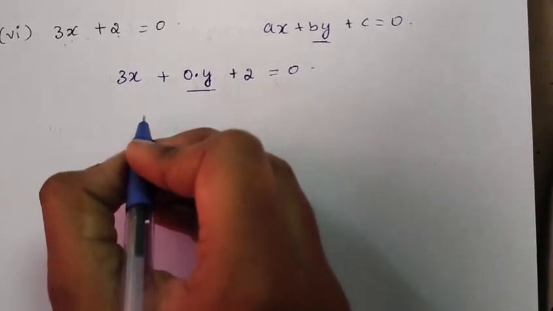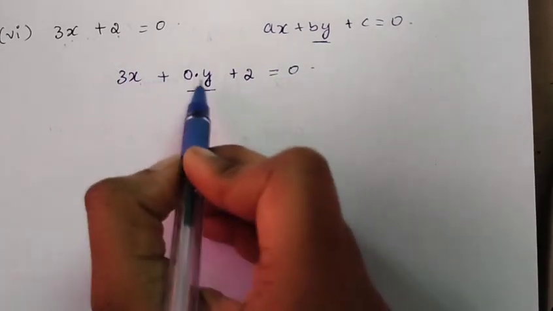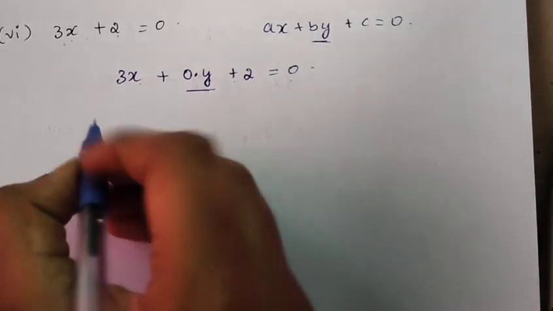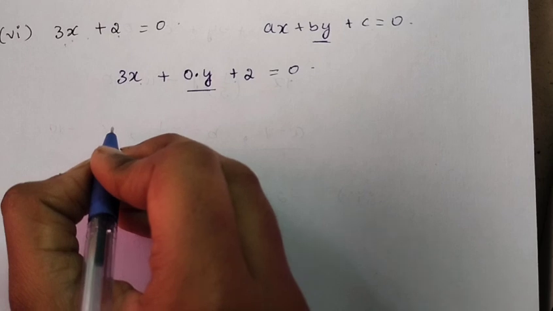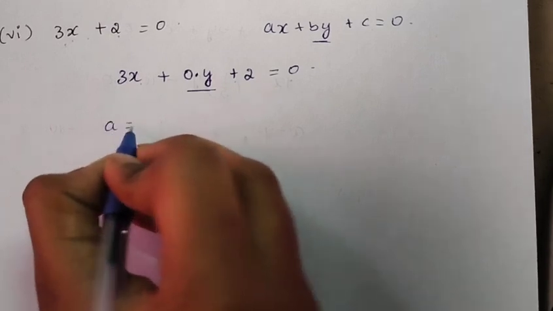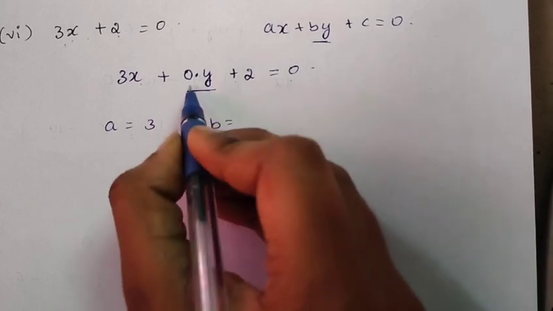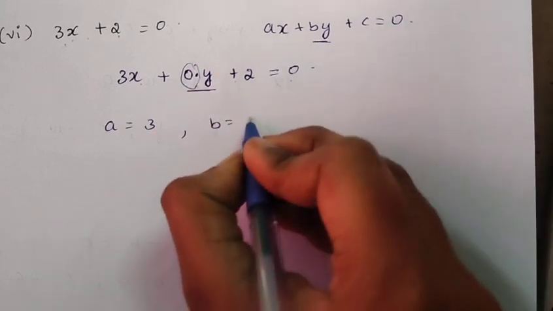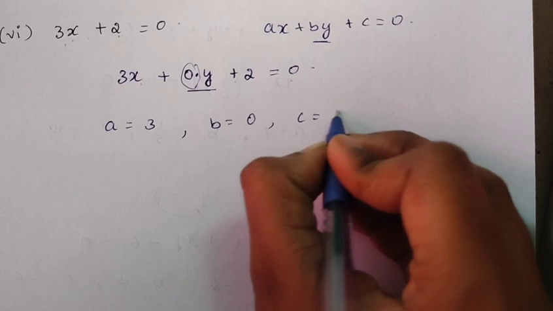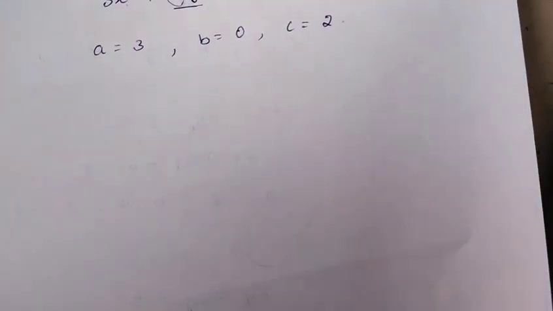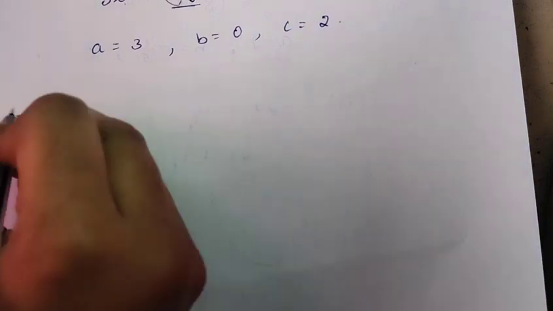Now it's very easy for us. It is of the form ax plus by plus c is equal to 0. This is your required equation. You just have to indicate the values of a, b and c. A is equal to 3. B is equal to, yes, the value of b here will be 0 and c is equal to 2. That's all. That is the answer. Now moving on to the next question, the 7th question.